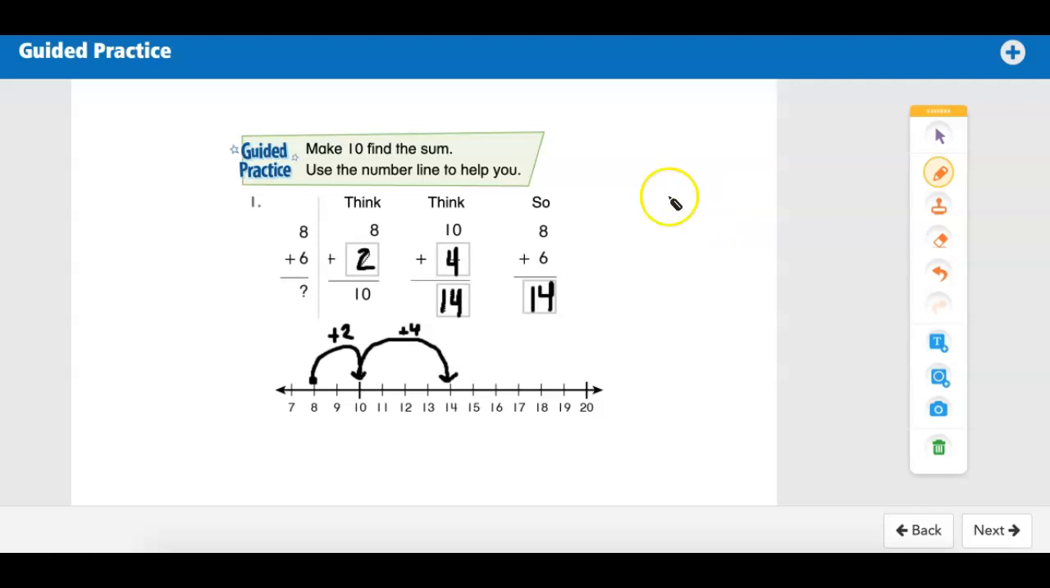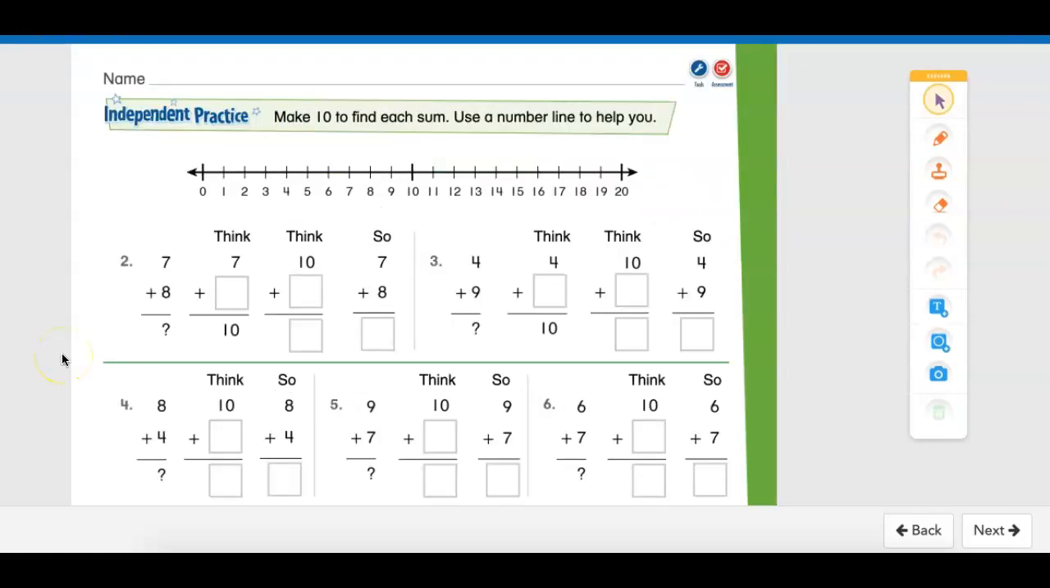Let's see what our independent practice has in store for us now. So now let's look at our independent practice on page 131 of our workbooks. Thankfully, this time our workbook provided us with a number line. I know in some lessons we've had to make our own number line. So everyone say, woohoo, we have a number line. And our independent practice wants us to do the same thing we just did in our guided practice. It wants us to make 10 to find each sum. Use the number line to help you.